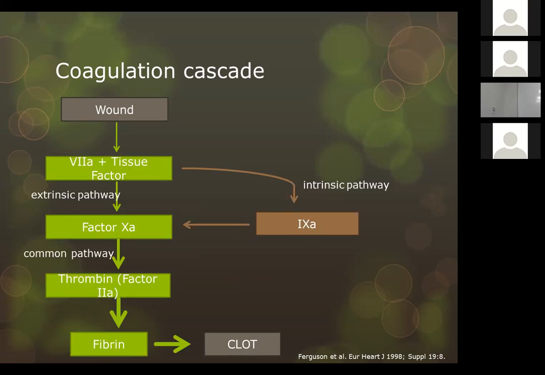There's another, third pathway, and this activates factor 9A, which serves as an amplification pathway for very severe injuries or very severe hemostatic changes. So that's an overall view of the coagulation pathway, which will play an important part in understanding the medications I will talk about.